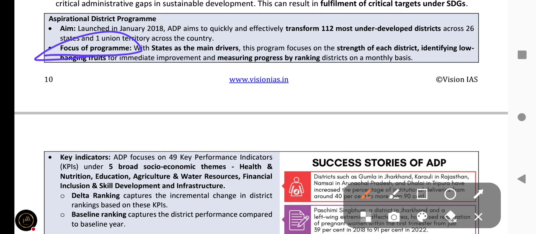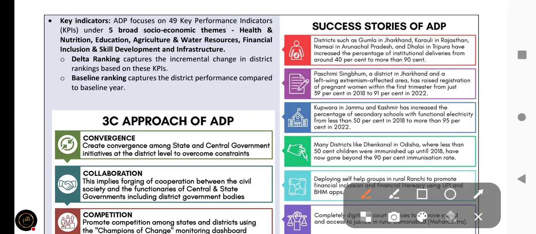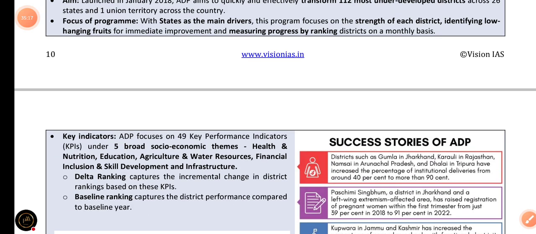Focus of program with states as the main drivers. This program focuses on the strength of each district, identifying low hanging fruits for immediate improvement and measuring progress by ranking districts on a monthly basis. So you can remember. Okay. And key indicators of aspirational district program are 49 key performance indicators. Here you can remember the aspirational district program indicators, that are total 49 key performance indicators.